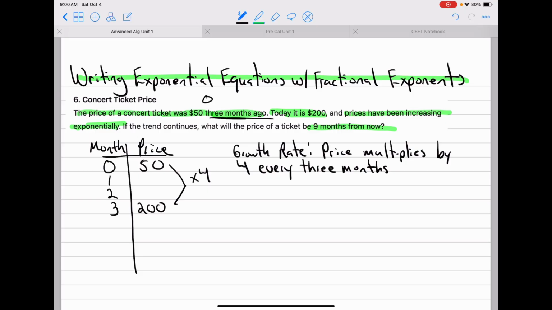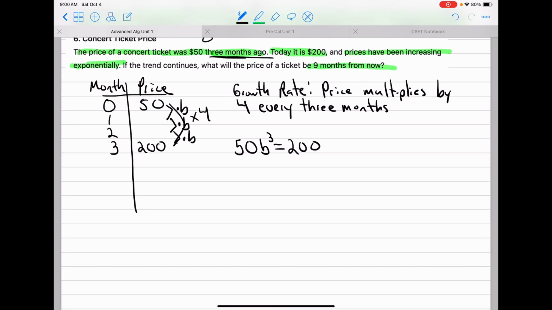So now let's look at how we write this equation. So we know it's times b here, times b here, times b here. All right, so this is the part we know how to do. We know that 50 times b to the 3rd power equals 200 because we're going to solve for b. Right? So we know how to do this. Divide by 50, divide by 50. B to the 3rd power equals 4. Here's the thing, right? To get b to the 3rd power alone, we need to take a cubed root of b and a cubed root of 4.